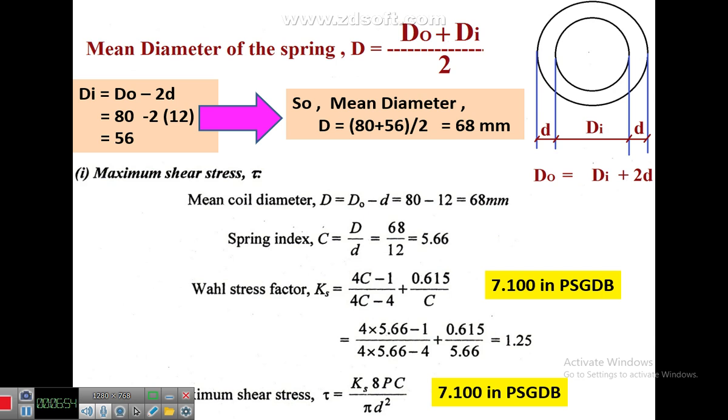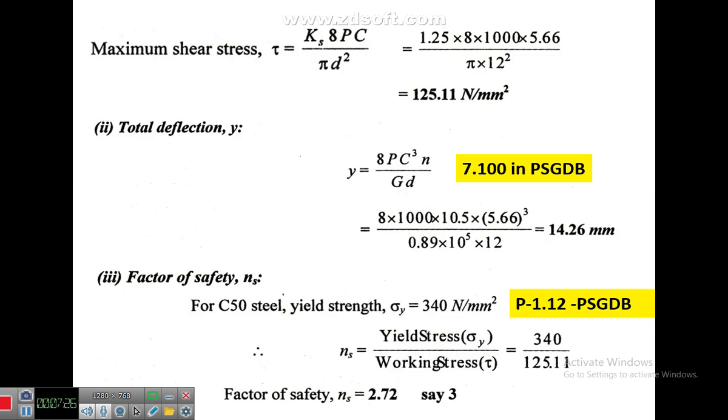So from this we can find the spring index using the formula D by d, which is available in page number 7.100 of the PSG data book. Then we can find the Ks value, that is the wall stress factor. That formula is available in page number 7.100. So that is going to be Ks equal to 1.25. Then as usual we are going to use the shear stress formula, that is tau equal to Ks into 8 Pc divided by pi d squared. That is also available in the data book page number 7.100. So we can find the value as 125.11 Newton per millimeter squared.